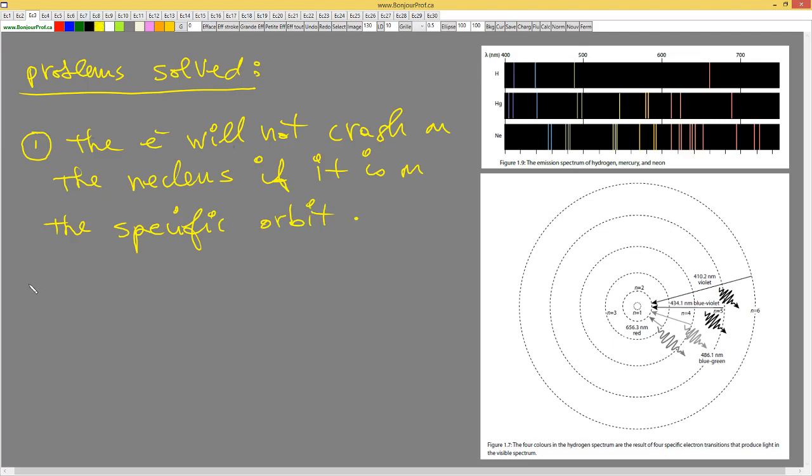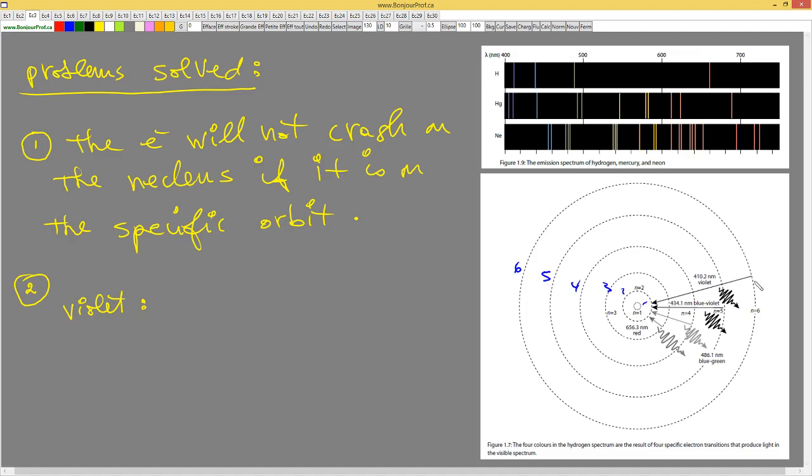The second problem we had was the hydrogen spectrum. He said, I can explain why we have discrete and not continuous colors. Why do we have violet? It is because the electron will jump from one orbit to another. These are the orbits here: 6, 5, 4, 3, 2, and 1. You see them, n equals 1, etc.